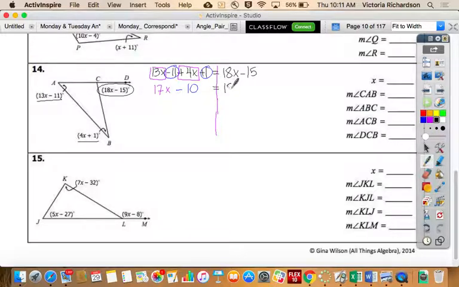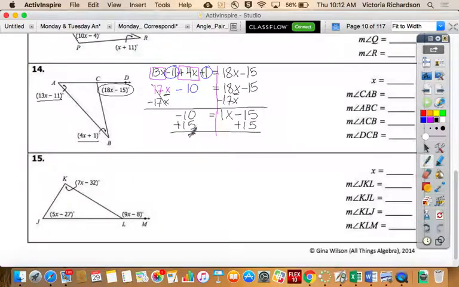And that's going to equal 18x minus 15. Now I have an equation that has variables on both sides. I've got an x over here and an x over here. So I'm going to find my smallest x and do the opposite. So the opposite of positive 17 is negative 17, and whatever you do on one side, you do on the other. So this cancels. You have negative 10 equals 1x minus 15. Add 15 to both sides, and you get 5 equals x.